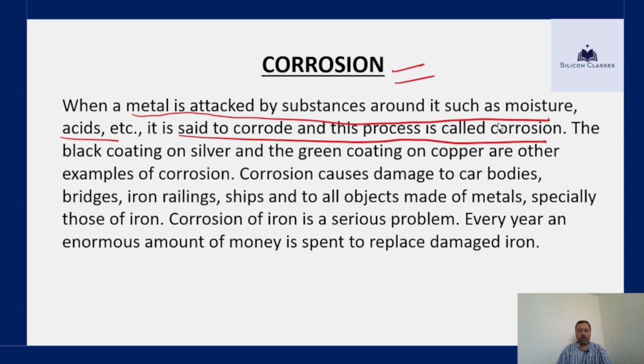So to prevent corrosion, what should we do? We should keep the metal in an inert atmosphere. In our surrounding environment, we see corrosion causes damage to car bodies, bridges, iron railings, ships, to all objects made of metals, especially those of iron. So corrosion of iron is a serious problem.